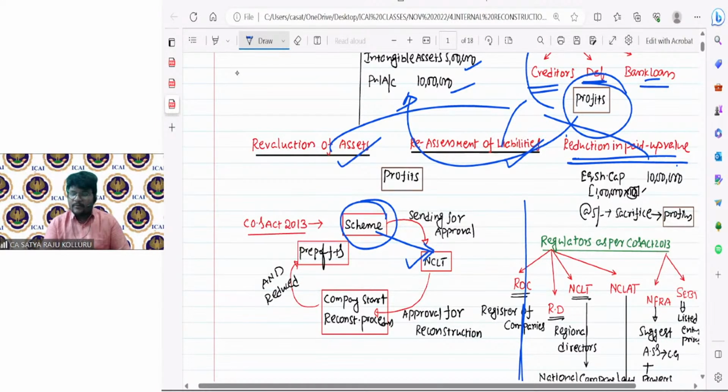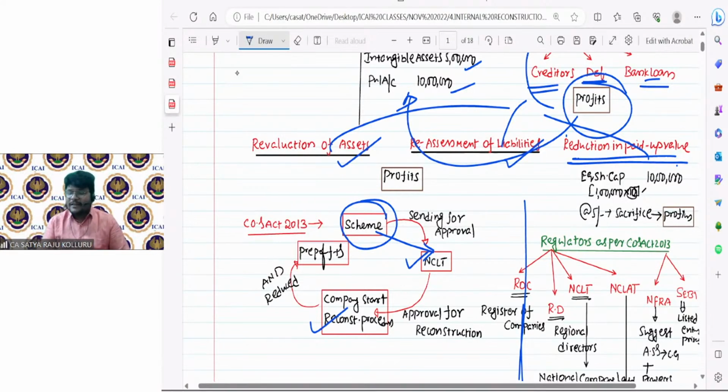Then NCLT may approve such internal reconstruction. It may pass an order for approval. Then after approval, the company is going to start the real internal reconstruction procedure. Real internal reconstruction means it will revalue as per the valuer's comments. Whatever negotiations or compounding activities it made with the various parties, it is going to implement.